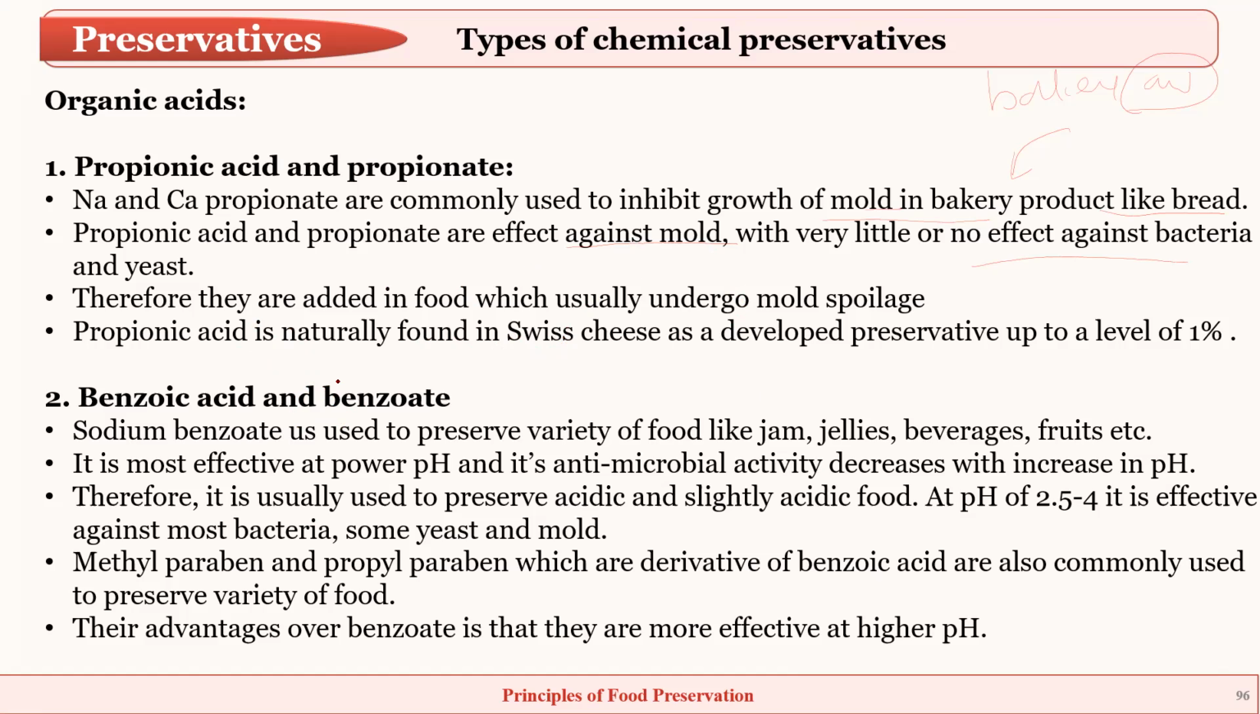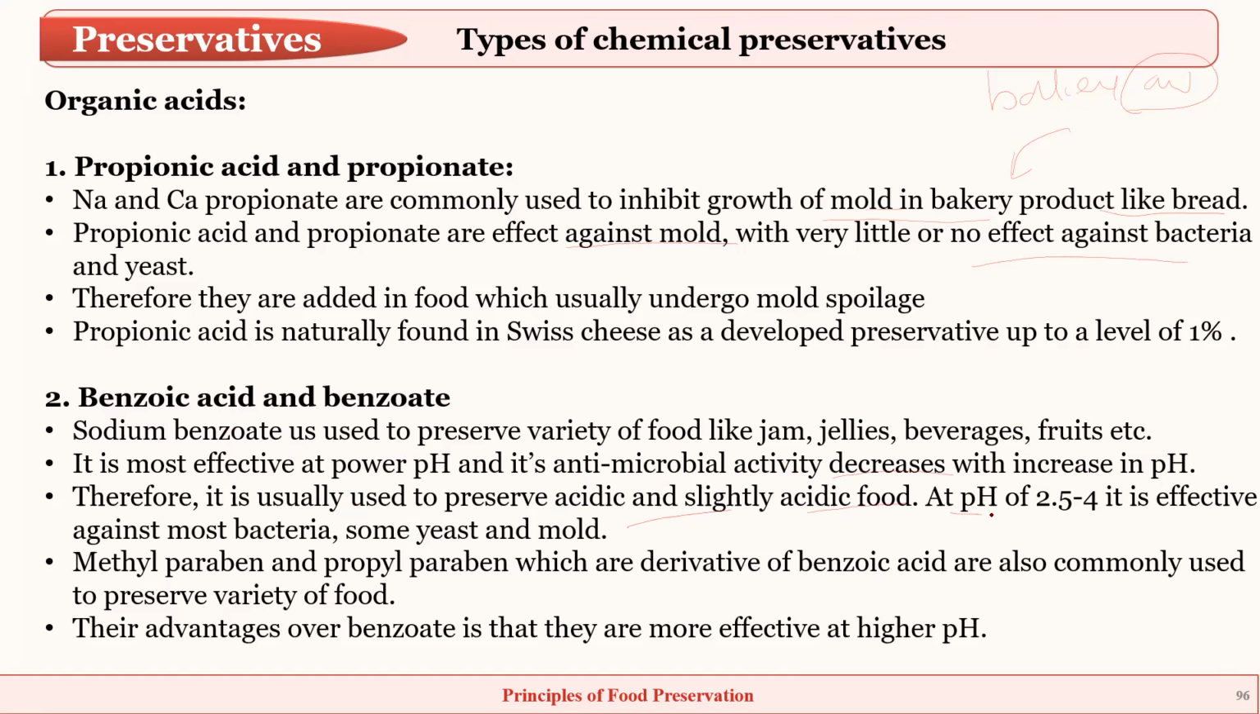The second organic acid chemical preservative in this category is benzoic acid or benzoate. Well known is sodium benzoate, and it is used to preserve a variety of food like jam, jellies, beverages, fruit and their products. And it is very effective at lower pH, and its antimicrobial activity decreases with increase in pH. Therefore, it is usually used to preserve acidic and slightly acidic foods.